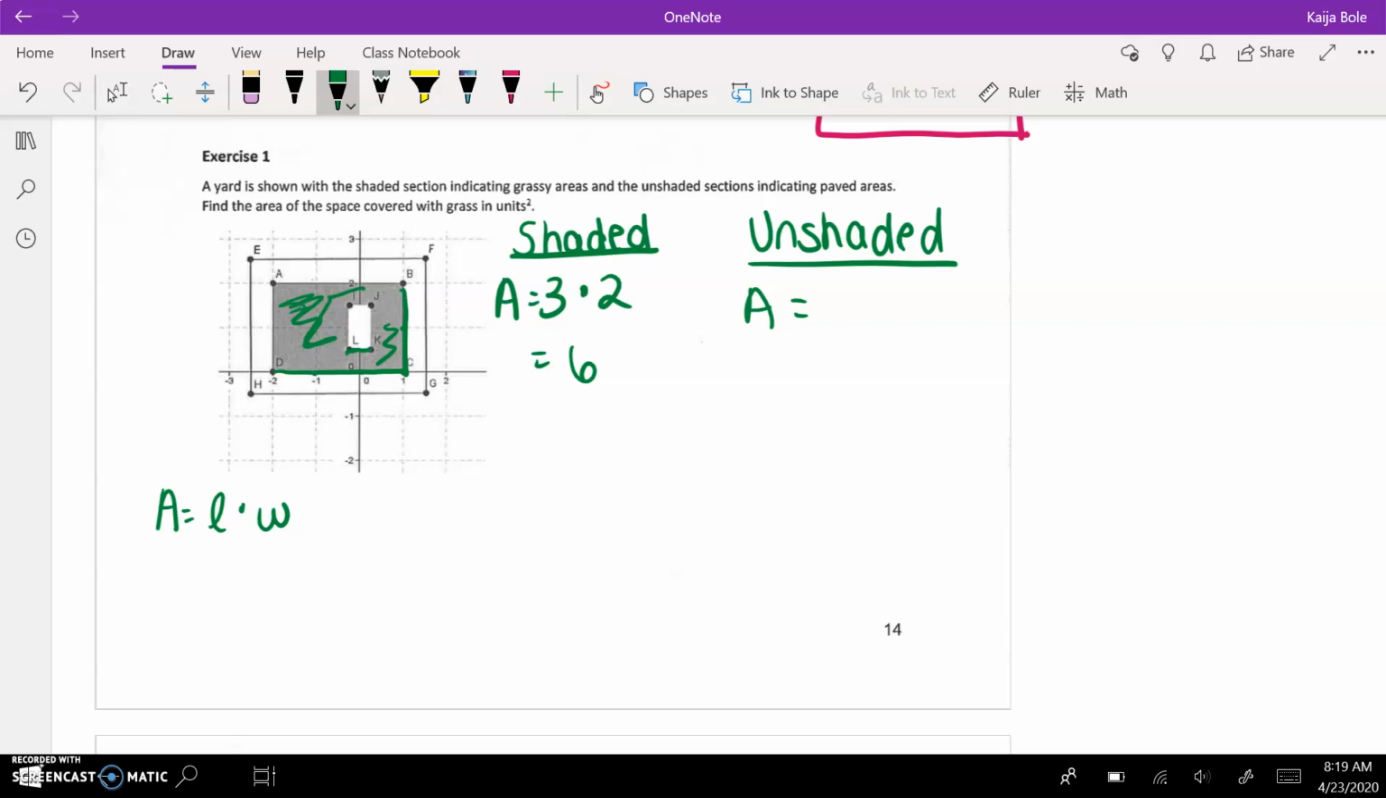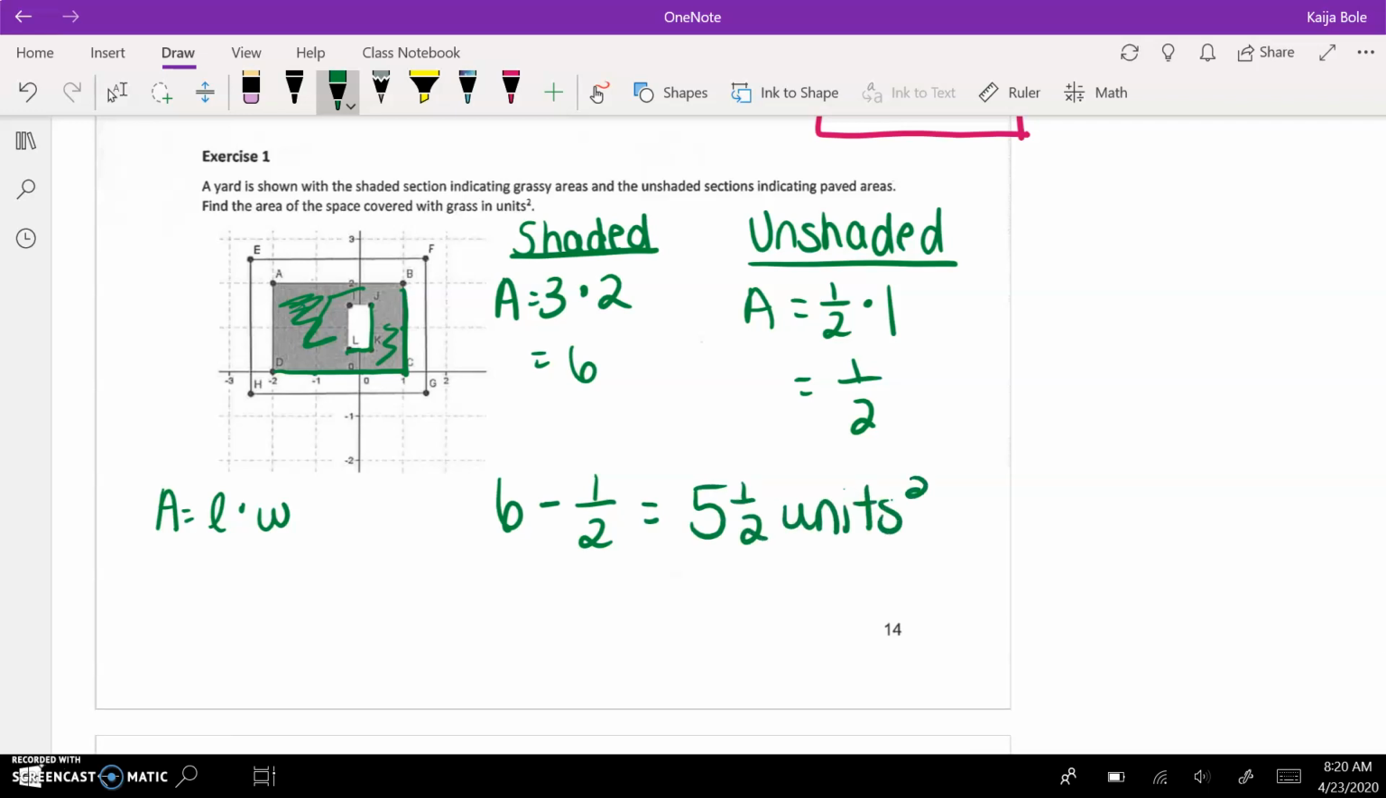So we could say 2/4 make 1/2. So 1/2 times my height, this is going from about 1/2 up to another 1/2, so times 1. So this would be just 1/2. All right, that's a little tricky to see. So again, we want to take our shaded region and subtract our unshaded region. So 6 minus 1/2 would give us 5.5, and it would be units squared, which is what they said to use.